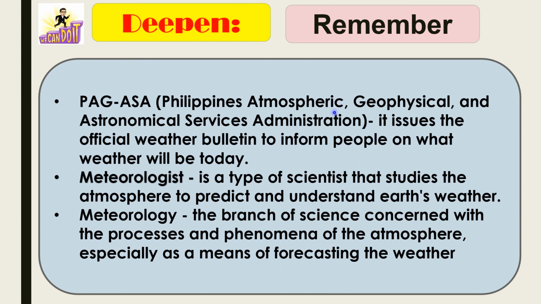The Philippine Atmospheric, Geophysical, and Astronomical Services Administration issues the official weather bulletin to inform people what the weather will be today. Also, a meteorologist is the type of scientist that studies the atmosphere to predict and understand Earth's weather. And lastly, meteorology is the branch of science concerned with the processes and phenomena of the atmosphere, especially as a means of forecasting.